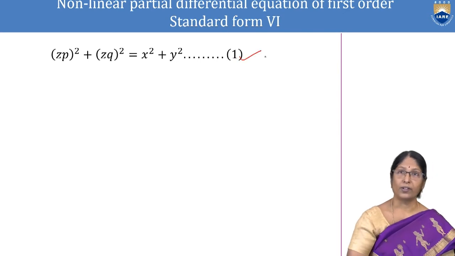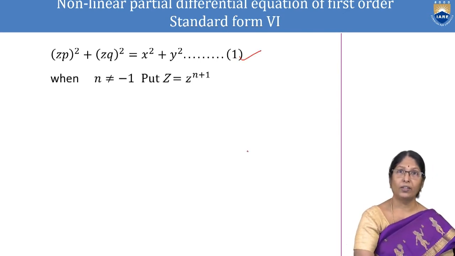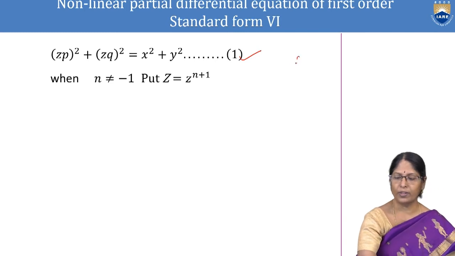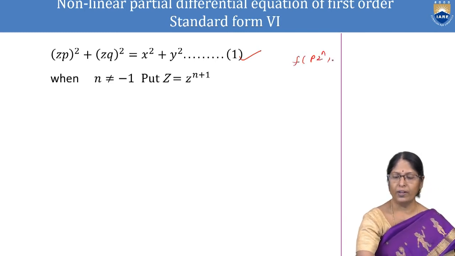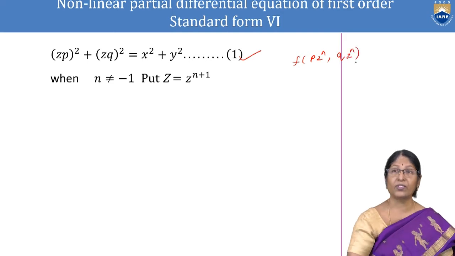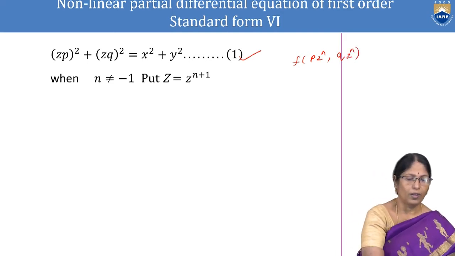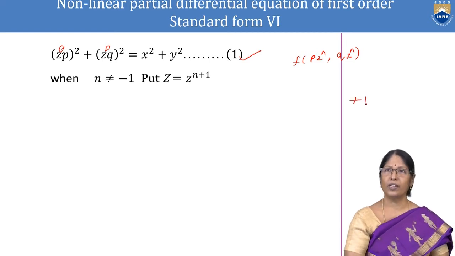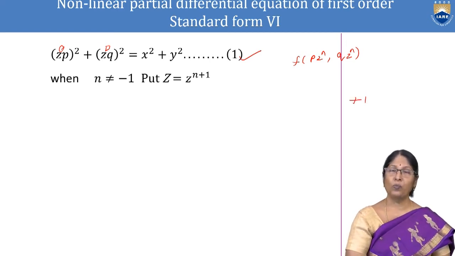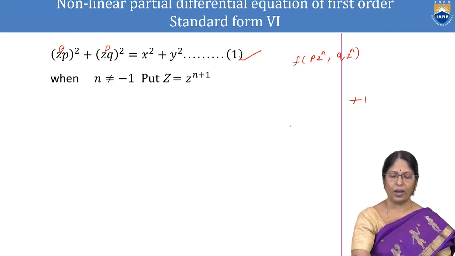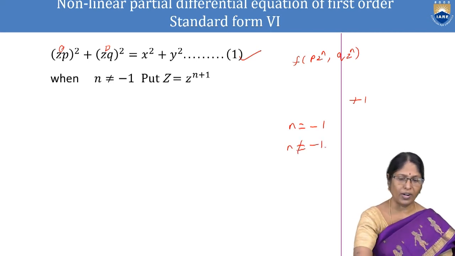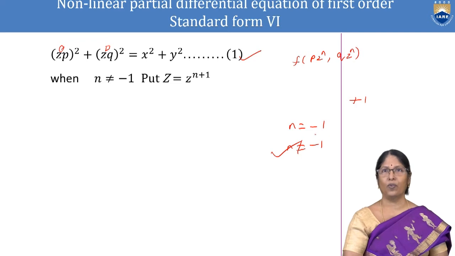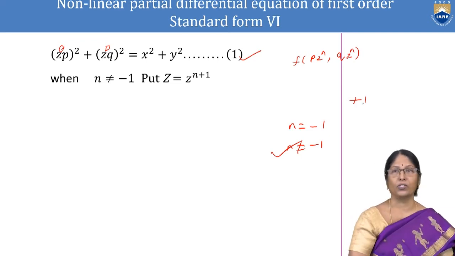Now it is written. What are we noticing about z? We know the standard form 6: P z^n, Q z^n. Here, what is the power of z? It's nothing but plus 1; n is playing the role of plus 1. So which condition? We have two cases: n equal to minus 1, and n not equal to minus 1. Now our given problem falls under this form because our n is plus 1.